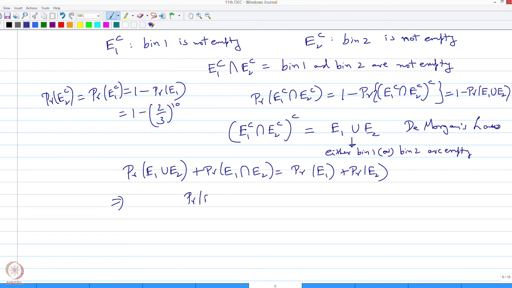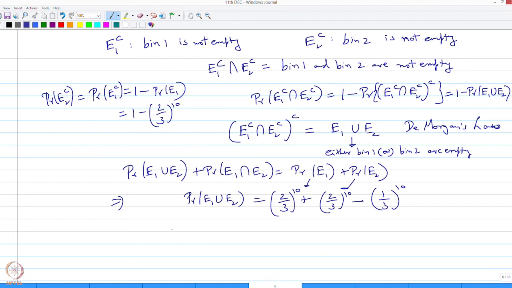So, this tells you the probability of E1 union E2 is the probability of E1, which is 2 by 3 power 10, plus the probability of E2, which is 2 by 3 power 10, minus the probability of E1 intersect E2, which is 1 by 3 power 10. Okay. So, this tells you the probability of E1 union E2.